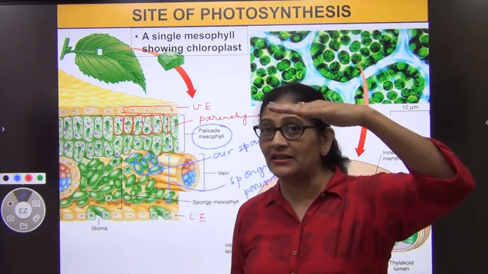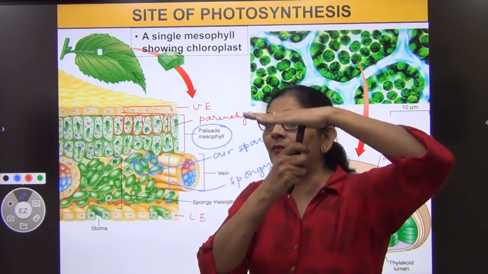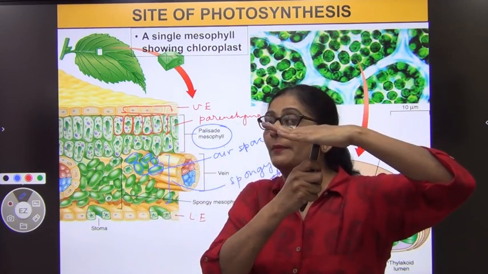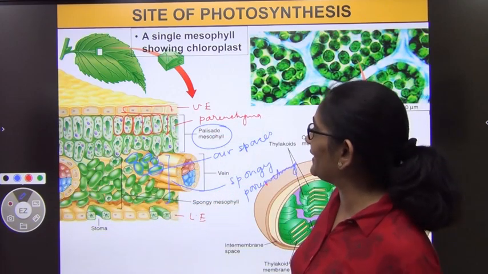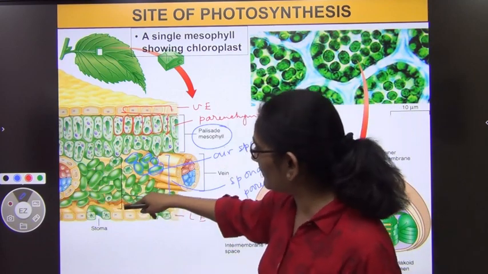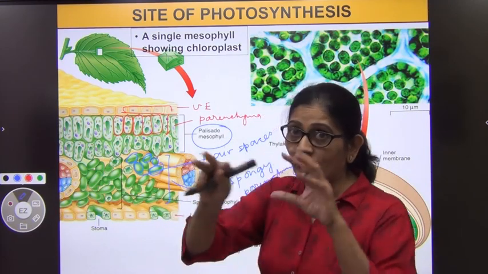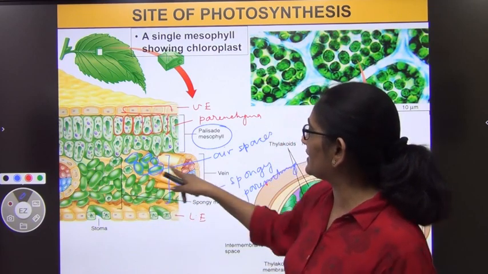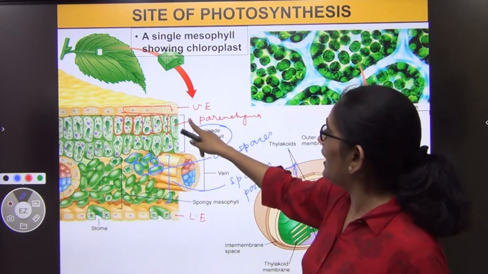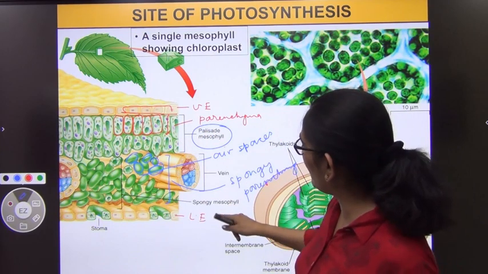Those parenchyma cells which are found close to the upper epidermis, perpendicular to it, and which do not have intercellular spaces, are called palisade parenchyma. And those parenchyma cells found below it are randomly distributed, with a lot of air spaces between them. These cells are called spongy parenchyma.